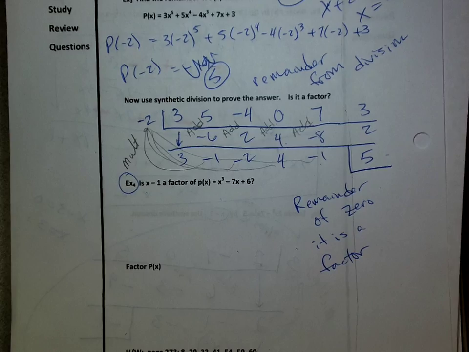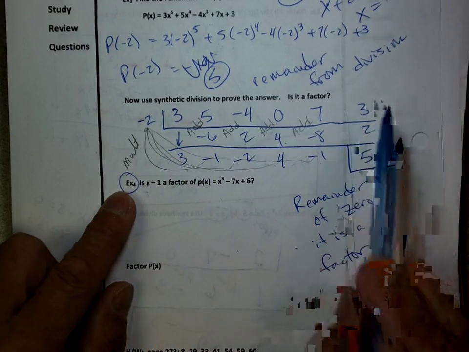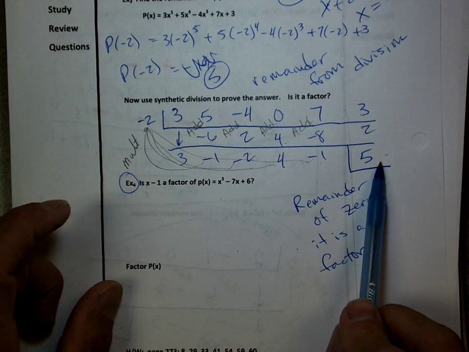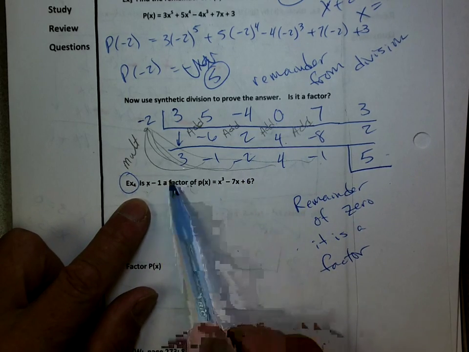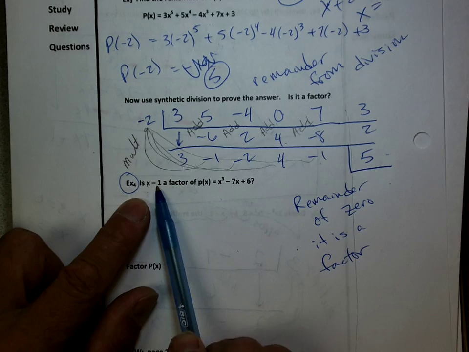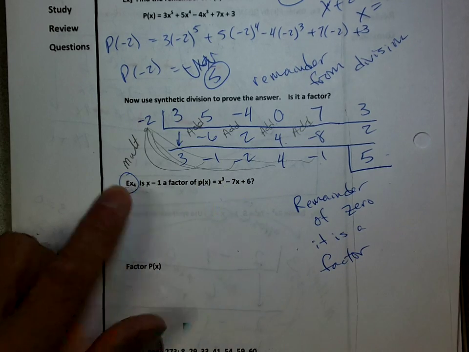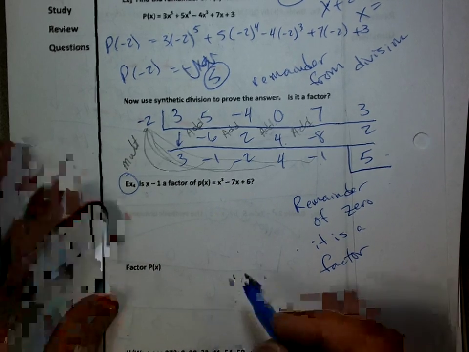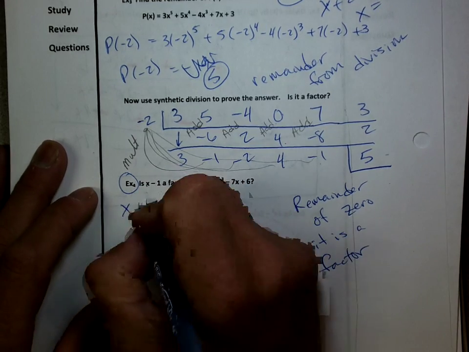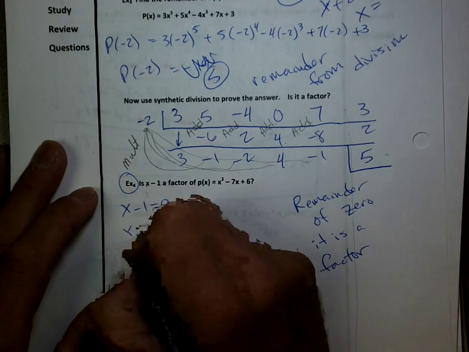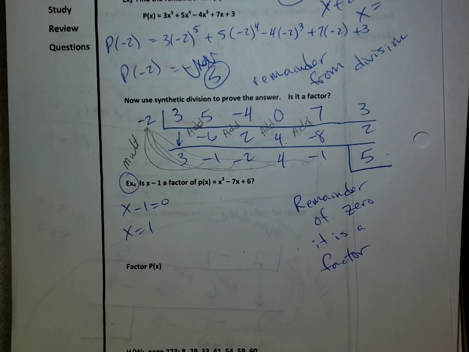Now there's 2 things we could do. We could do synthetic division and find out what the remainder is, and that's okay. Or we can do the remainder theorem and plug in positive 1. If I plug in positive 1 and I get an answer of 0, then I'm good. So let's do that. Let's do synthetic substitution. So first of all, x minus 1 equals 0. And if I solve, I get x equals 1. Remember, it's always the opposite.